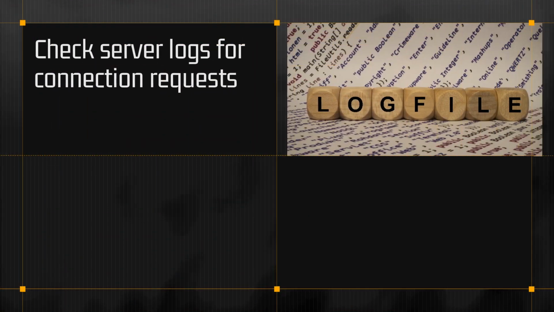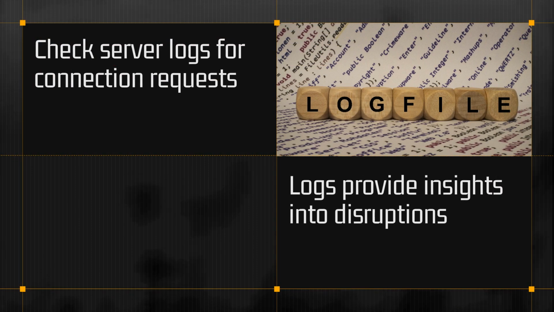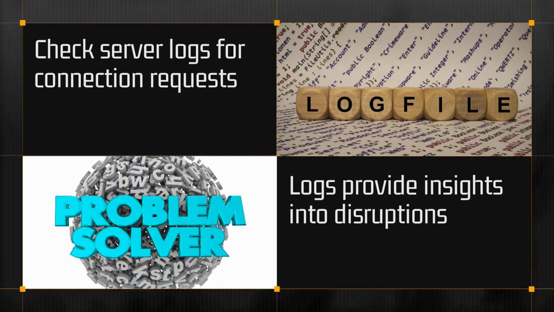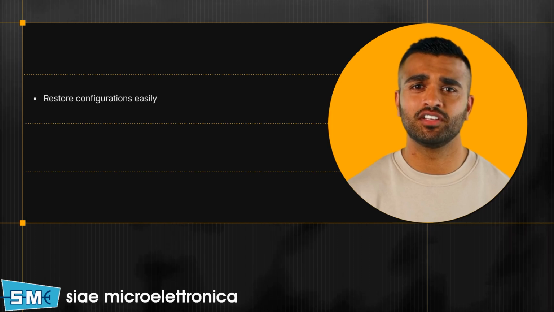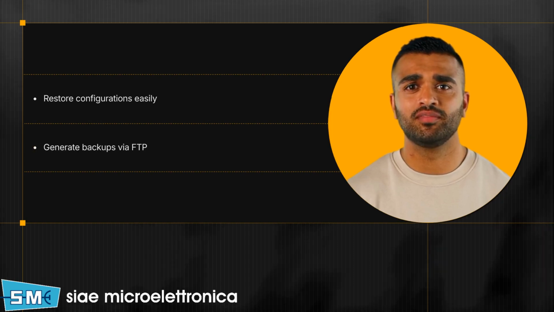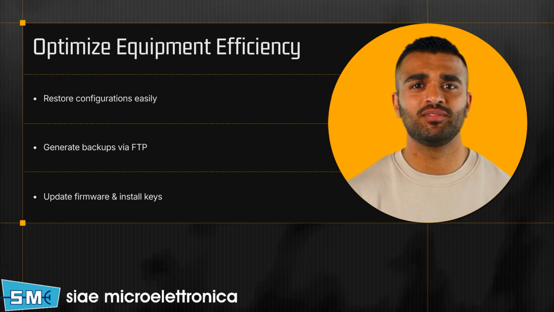Check server logs for connection requests and potential issues. Logs provide insights into any disruptions and guide troubleshooting efforts. An FTP server is used to restore configurations, generate backups, update firmware, and install feature keys using FTP. These actions maximize the efficiency and longevity of your equipment.